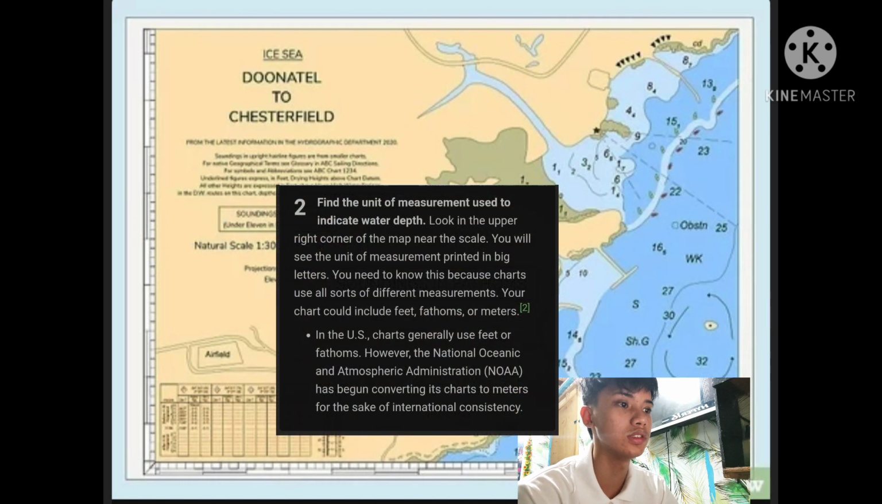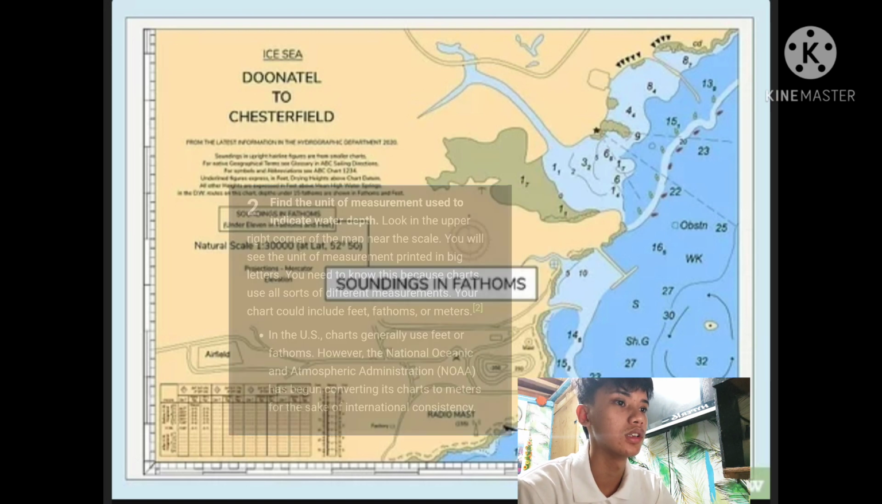So the second one is to find the unit of measurement used to indicate water depth. Look in the upper right corner of the map near the scale. You will see the unit of measurement printed in big letters. You need to know this because charts use all sorts of different measurements. Your chart could include feet, fathoms, or meters.